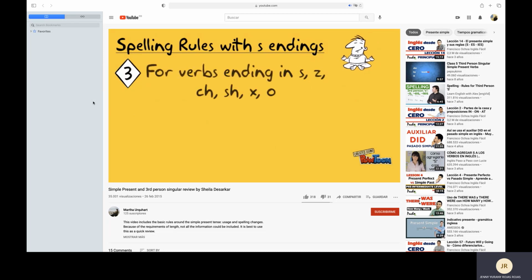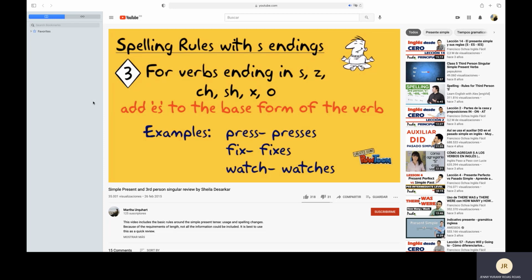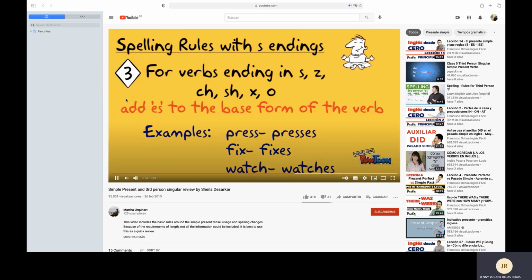For verbs ending in S, Z, CH, SH, X, or O, we add ES to the base form of the verb. Examples are press, presses, fix, fixes, watch, watches.